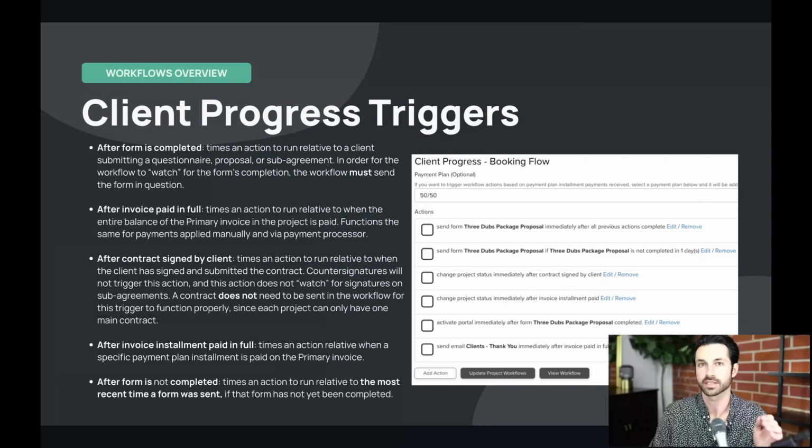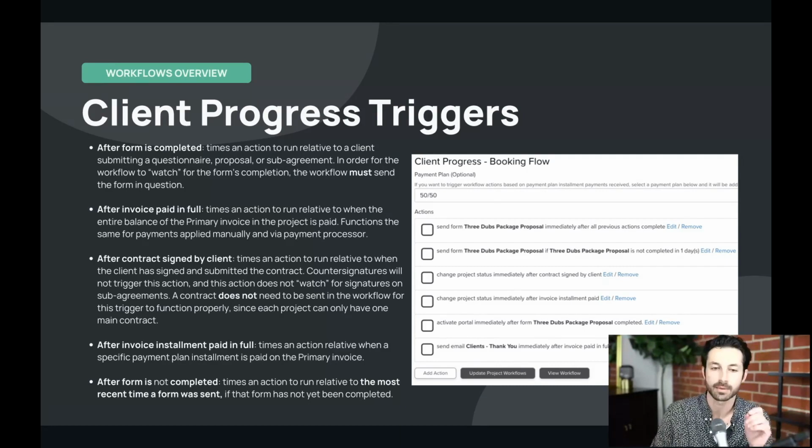It's only looking at when the client signs and then submits that contract. Now, the sub-agreements, right? They have signature fields as well. The after contract signed will not function for sub-agreements. It's only going to be for main contracts in your project.